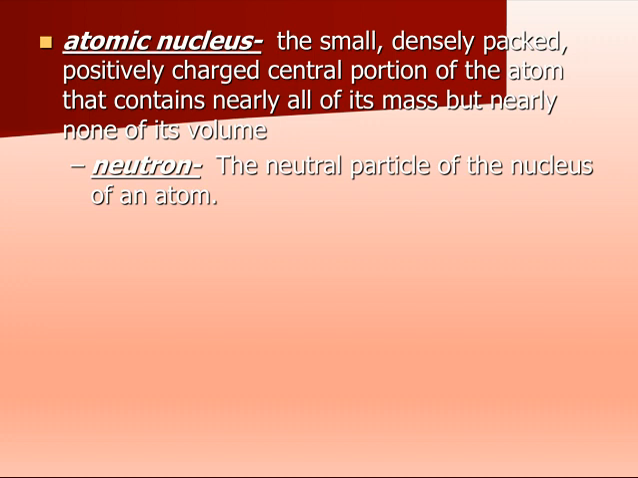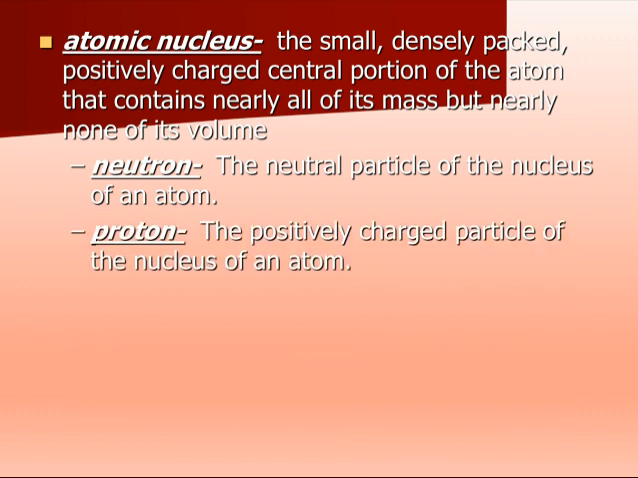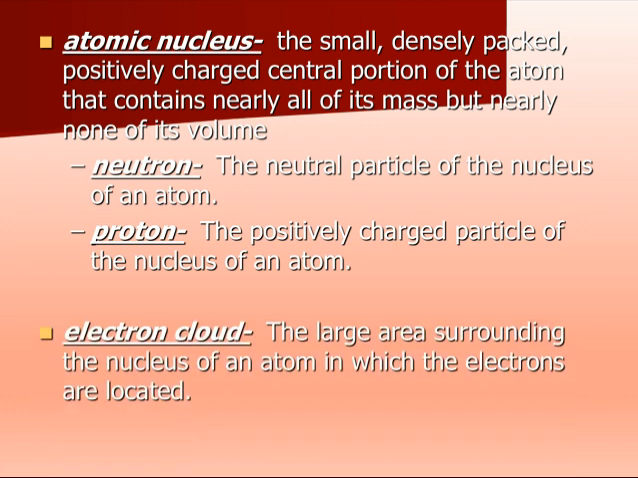Neutron is a neutral particle that's in the nucleus. No charge, but it is in the nucleus. Proton is something that is also in the nucleus of an atom, but is positively charged.